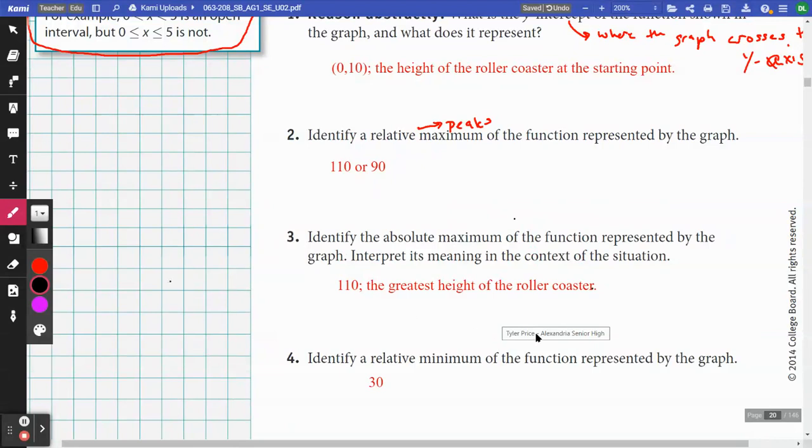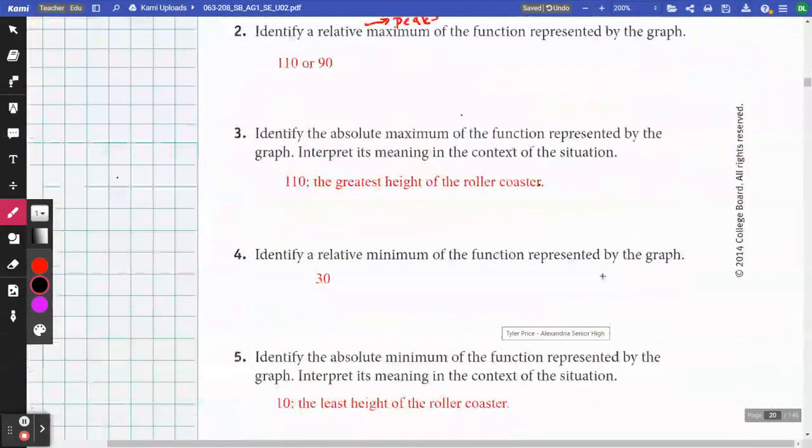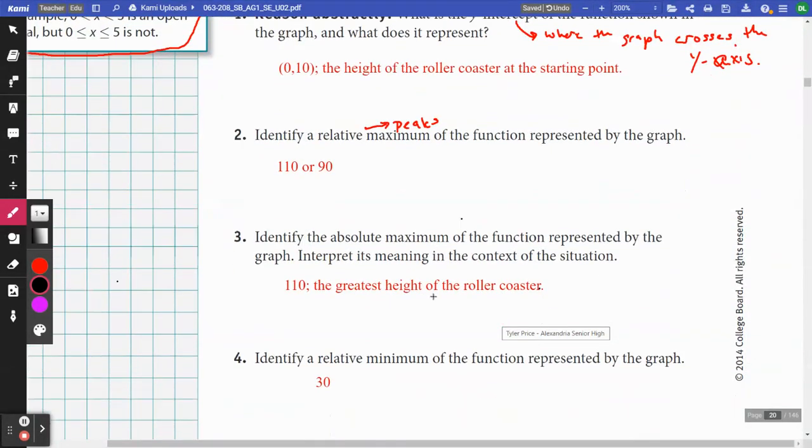I don't know why that's popping up. It's weird. Tyler Price, Alexandria Senior High. I don't know. That's kind of weird. I don't even know where that would even come from.